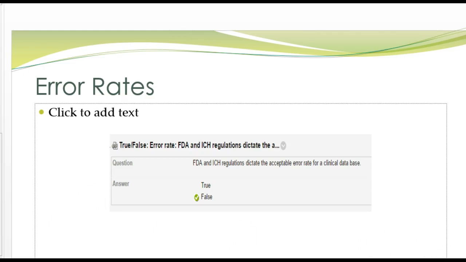Another question that a lot of people missed was error rates. The question I had up is, do the FDA and ICH regulations dictate the acceptable error rate? And the answer is no. There are no regulations that say what an acceptable error rate is. However, there are some commonly accepted industry standards. So again, this is the difference between what is required per regulation and what is industry practice or best practice. It's important to know the difference between a regulation that's a requirement and a best practice that's just the guidance of the industry.